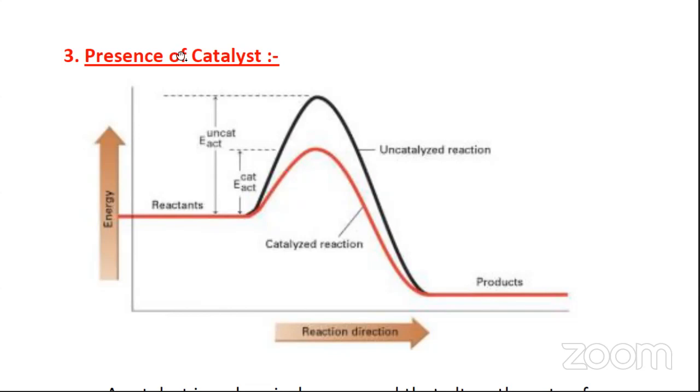Now look here, there are two graphs, one with the black line and the other with the red line. The black graph shows the uncatalyzed reaction, taking place in the absence of a catalyst. Whereas this red graph is of the catalyzed reaction. This reaction is taking place in the presence of a catalyst.